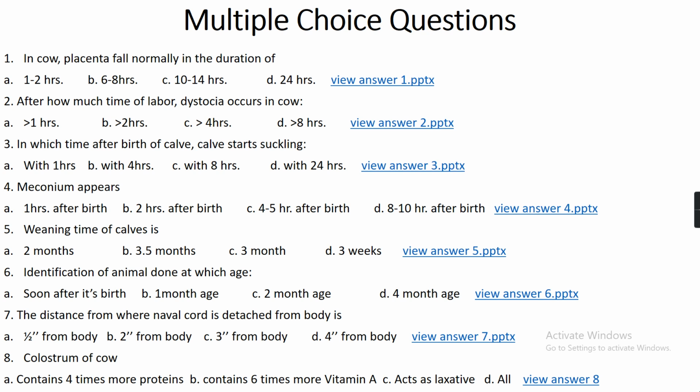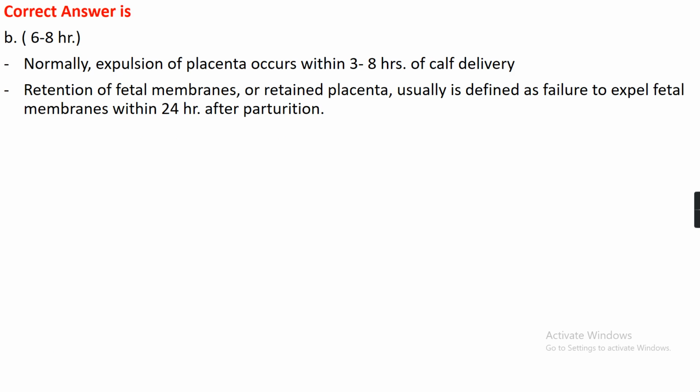Question number one. In cow, the placenta falls normally in the duration of: option A, 1 to 2 hours; option B, 6 to 8 hours; option C, 10 to 14 hours; or option D, 24 hours. The right answer is option B, that is 6 to 8 hours.